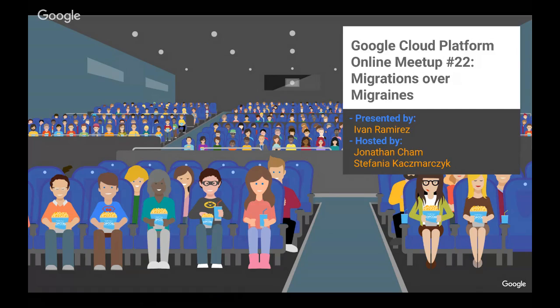So, Ivan, what are we talking about today? All right. Well, first of all, thank you for having me. Really wanted to do one of these, so I'm really excited that you're giving me this chance. Today, we're going to talk about migrations over migraines. So here in Google Cloud, we're constantly working with a lot of different customers who are either looking to go from on-premise to cloud or switch cloud providers. And one of the biggest questions they always ask us is, how do I even begin to think about doing something like this, right?